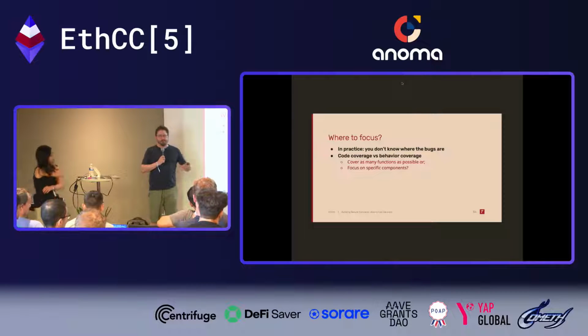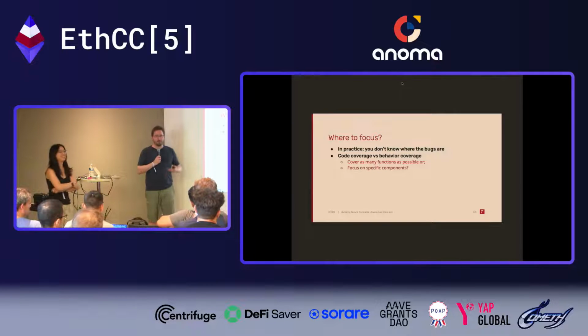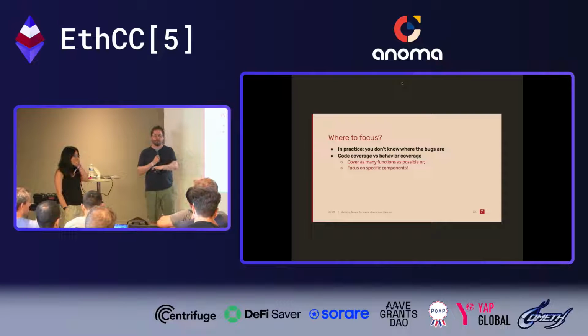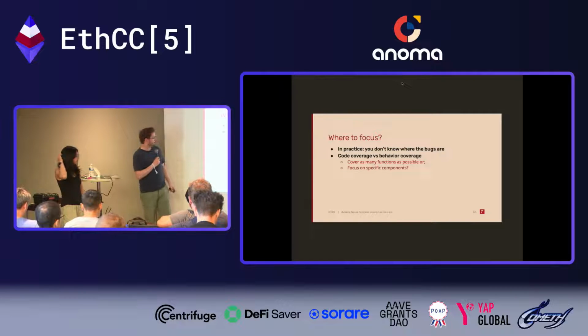And when you have the code base, you don't know where the bugs are, right? Otherwise, you would not do that. So you basically have two approaches. The first one is coverage-based, where you are trying to cover as many functions as possible, not necessarily in depth, but just to cover as many different behaviors of the system. The second approach is to focus on one or two components and go in depth, in the sense of trying to write as many invariants as possible for this specific component.